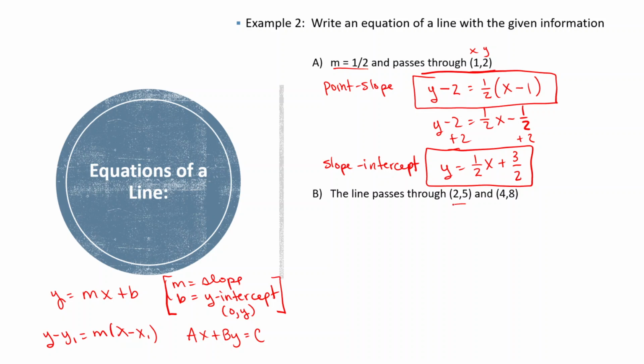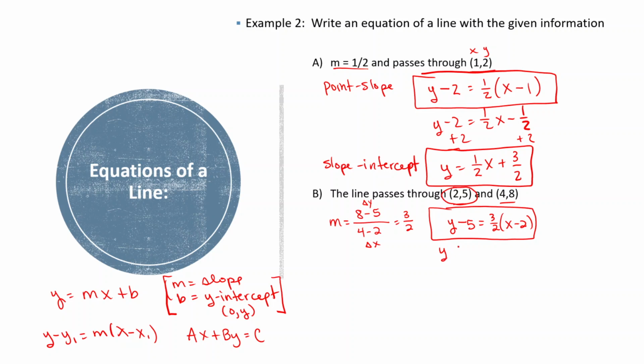Now in this one, they gave me 2 points. So the first thing I have to do is find the slope. So I'm going to do 8 minus 5. That's the change in y. And then I'm going to do 4 minus 2. That's the change in x. And I get 3/2. So now I can put it in slope-intercept form. And I can use either point. So I'm just going to use this one. So y minus 5 equals 3/2 times x minus 2. And there's the equation of the line.